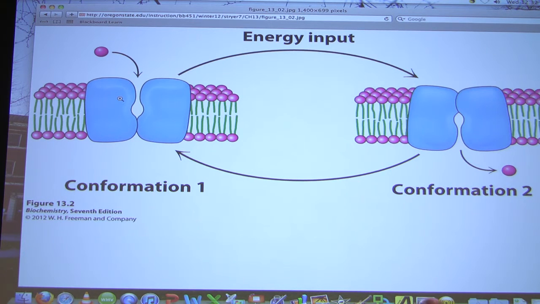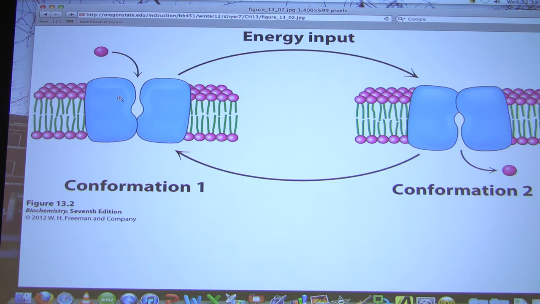Now, as we look at this, here's the molecule being transported. It comes in and fits nicely into here, and then once it gets in there, the protein changes its shape so that the open region, instead of pointing outwards, points inwards, and the molecule comes in. This is a very simple depiction of transport.